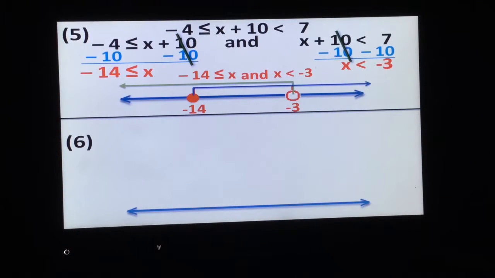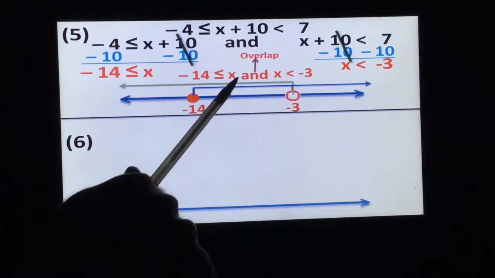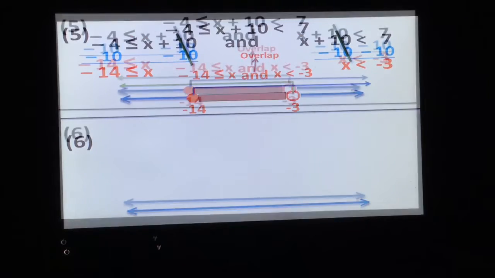Okay, and we have an and here. And means overlap. Okay, so the only place you see overlap, which is the green and the blue, is in the middle. So we're going to shade the middle.